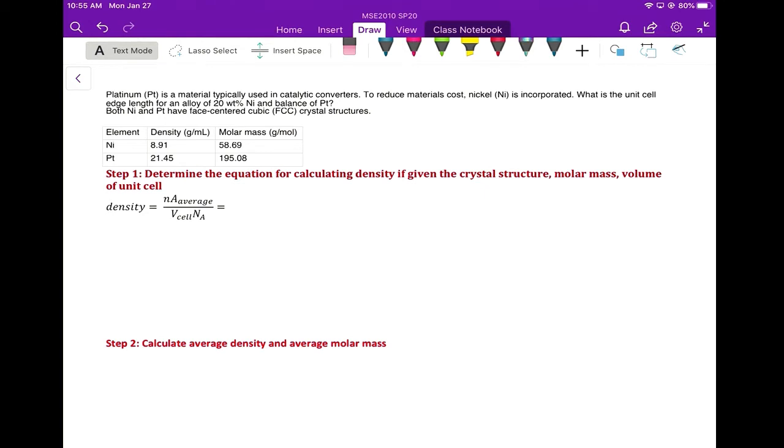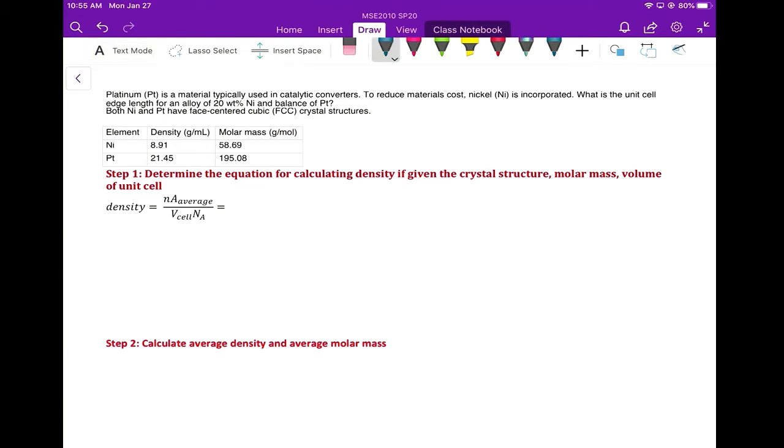And so you're given that here. You're given the different densities of nickel and platinum, and you're also given the molar masses of nickel and platinum. Obviously, you can look up these numbers as well, but they're provided here for convenience. They both have FCC crystal structure. And so the question is, what is the unit cell edge length for an alloy where there's 20 weight% of nickel? That means presumably for a two-component system, platinum is the balance of that, which is 80 weight%. Okay? And so let's do that.